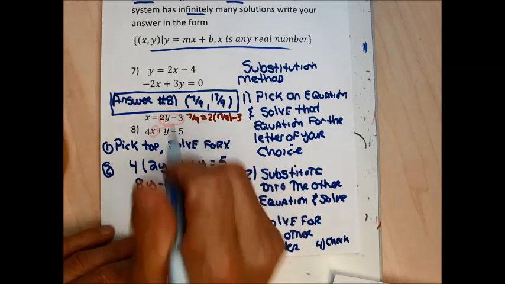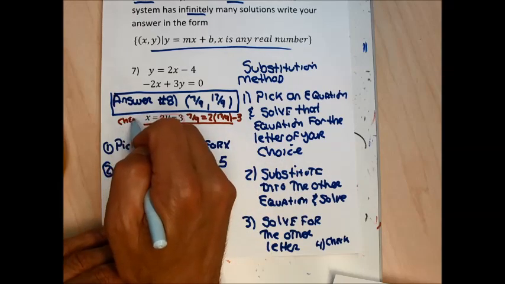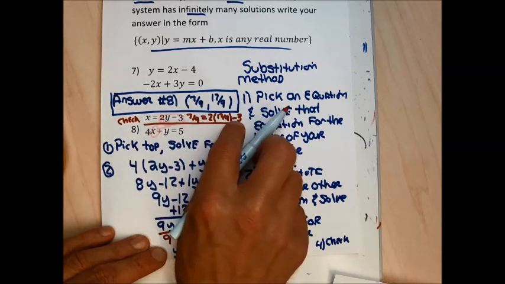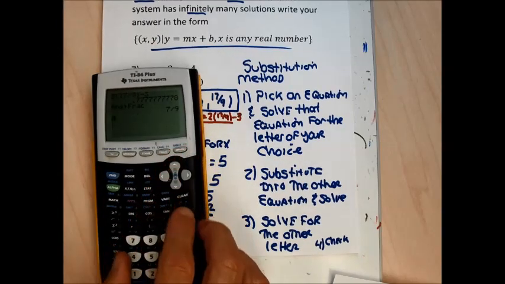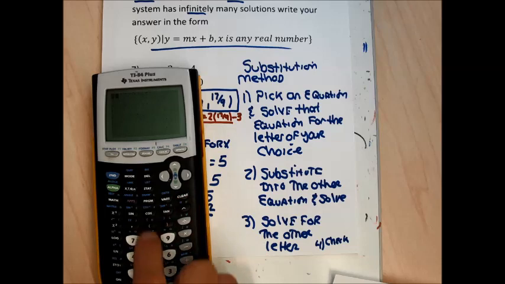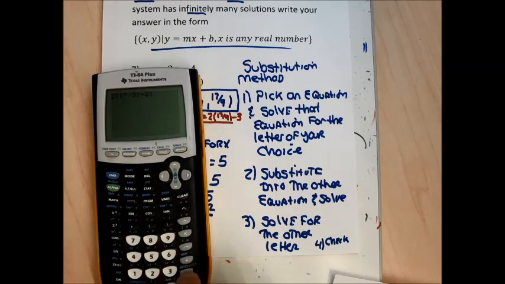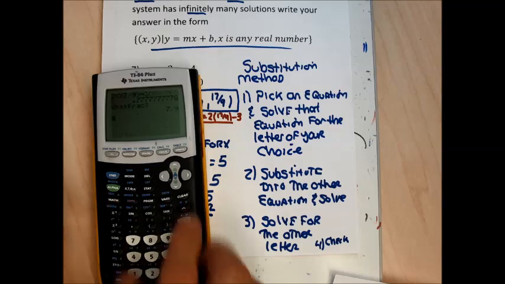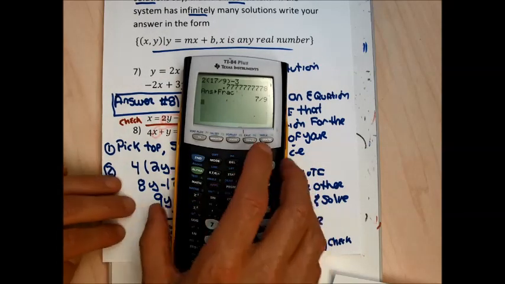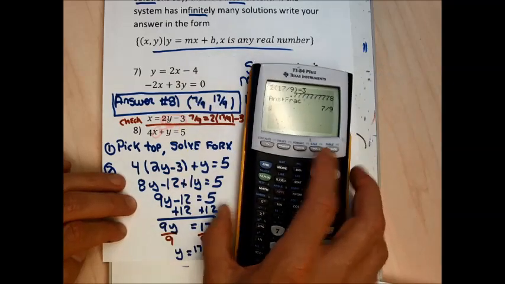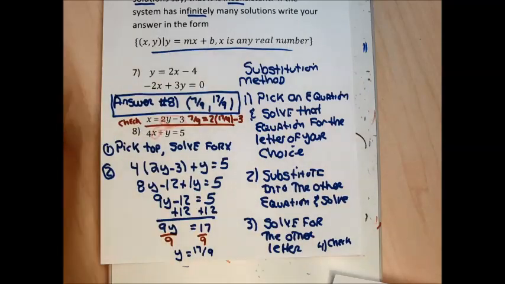Well, when I do the checking in the top equation, the left-hand side is 7/9, so the right-hand side needs to come out to 7/9. So on my calculator, I'm going to do that right-hand side. I'm going to go 2 parentheses 17 divided by 9 parentheses minus 3, and then math, enter, enter, and I get 7 over 9 when I plug that number of 17 over 9 into the top equation. So the top equation works because I get 7/9 equals 7/9 when I plug it in.